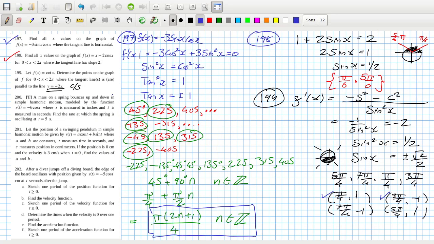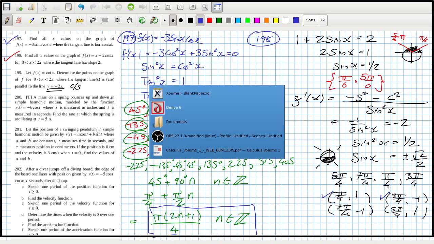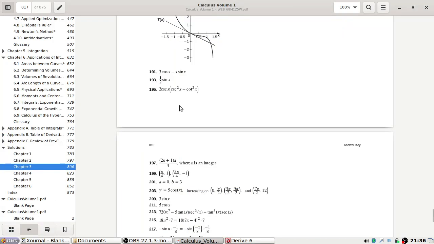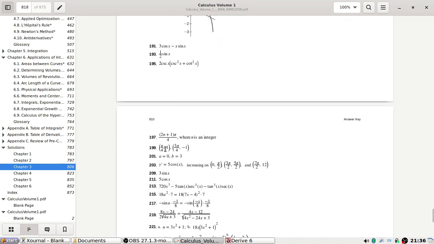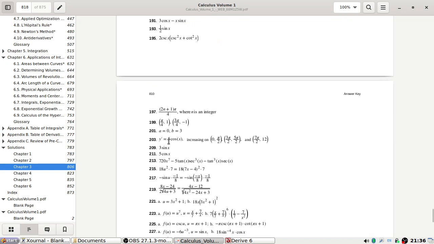Am I missing something in the question? Let f(x) equal cotangent x, determine the points on the graph of f between 0 and 2 pi where the tangent lines are parallel to that line. And yeah, it only lists 2 points. How peculiar. Let me pause the video to see if there's any notice on their website about an error in the answer.